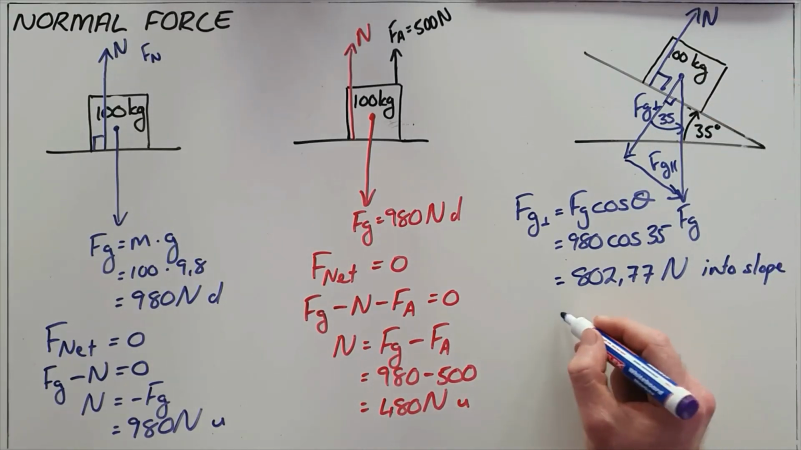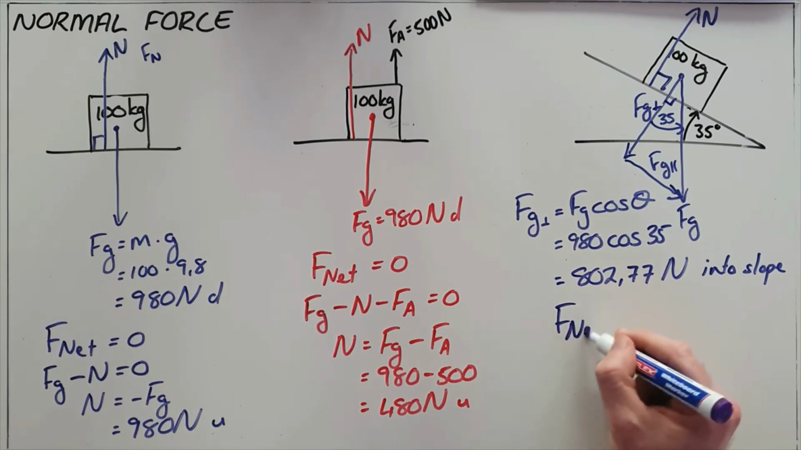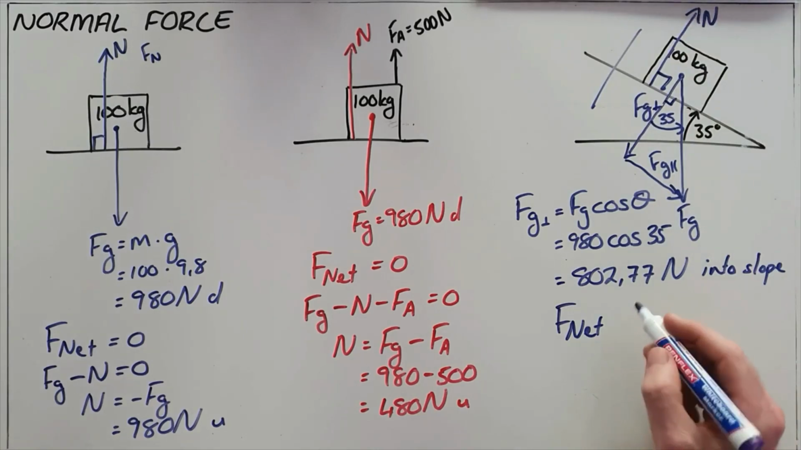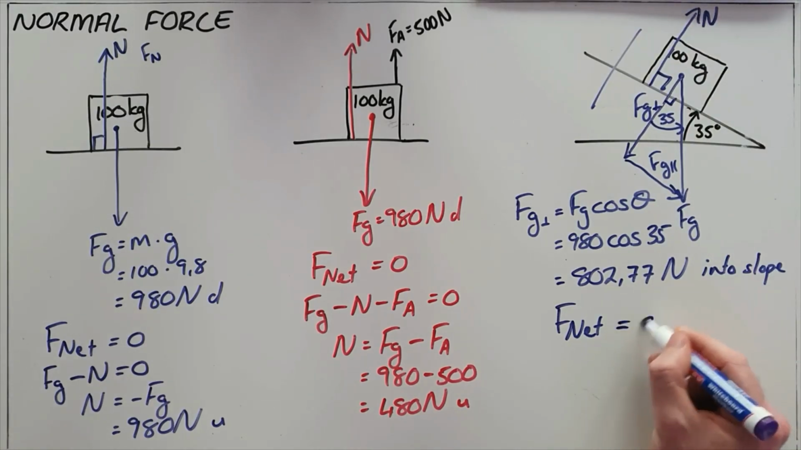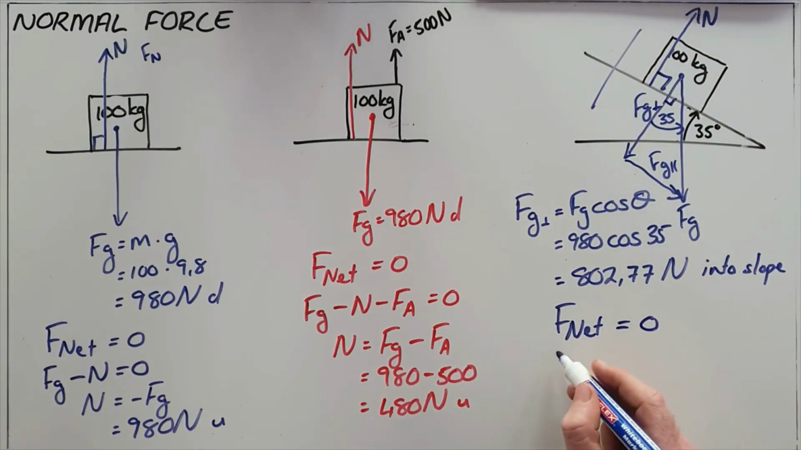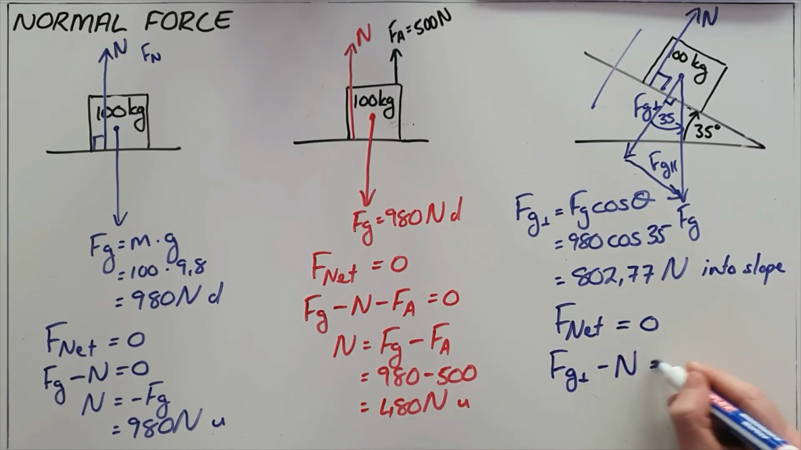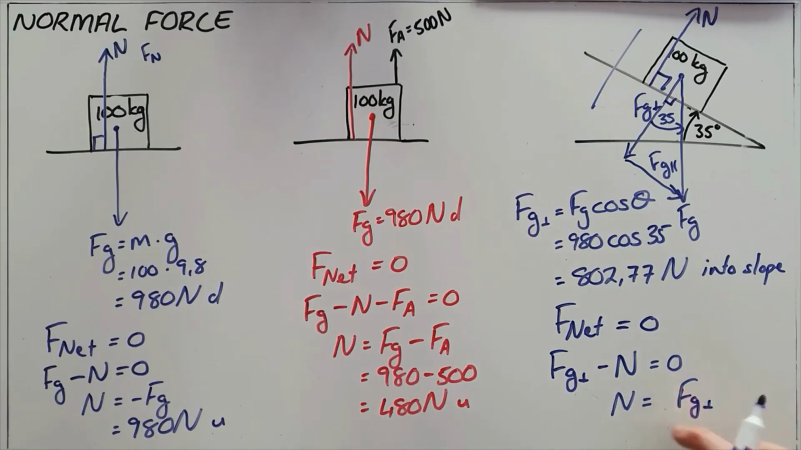From there, to calculate our normal force, we use Newton's first law again, but now looking in this plane that is perpendicular to the surface, where we say F net is equal to 0. In this case, F net is made up of Fg perpendicular acting opposite to the normal force, and therefore our normal force is equal but opposite to the perpendicular component of gravity, and therefore we can say that our normal force is 802.77 newtons out of the slope.